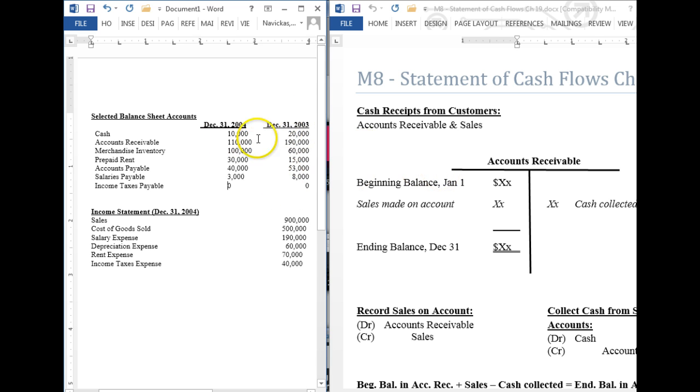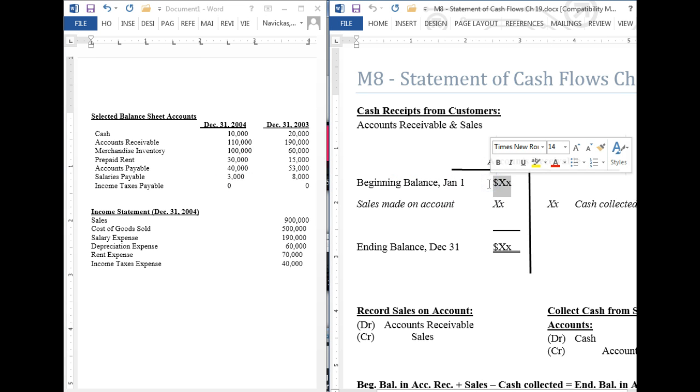So now I'm just using my statement. Make sure you're looking at the right column. This is the beginning balance. This is the ending balance. The beginning balance on January 1 was what? 190,000. Yep, 190,000. What was my ending balance? 110. And then what was my sales figure? 900. So this is why we want to teach them the T accounts, because when we get to this part, we're going to use the T account approach to calculate and create the statement of cash flows.